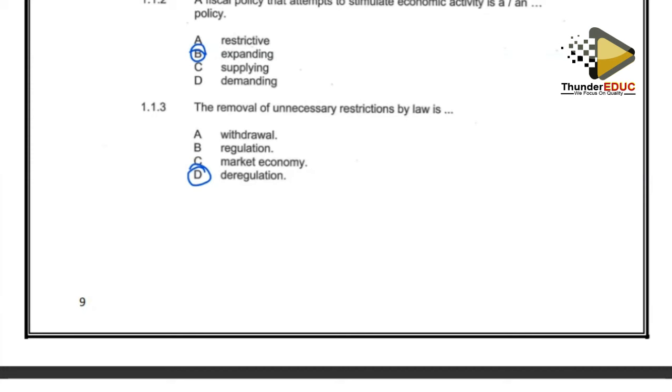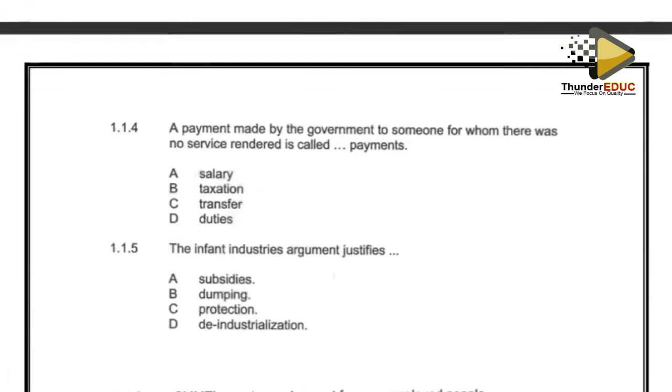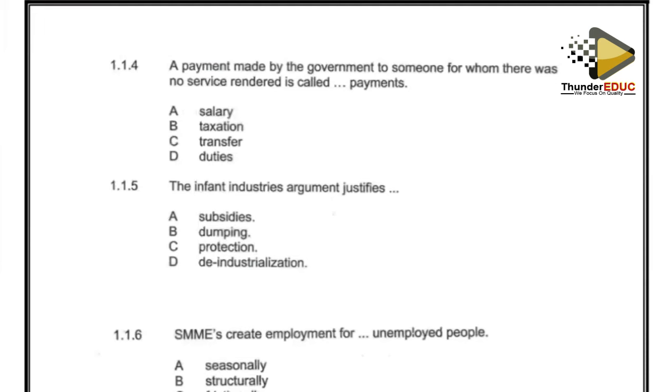Okay, right, grade 12. So now let's move on to the next question. It reads as follows: a payment made by the government to someone for whom there was no service rendered is called dash payment. No service rendered, no work done. What did I say? That is nothing but a transfer. So our appropriate answer in this regard is C.